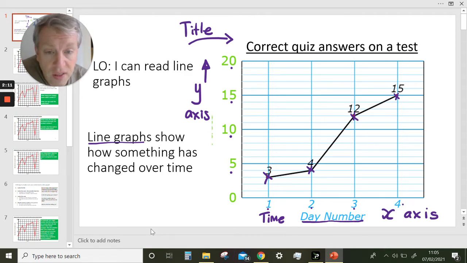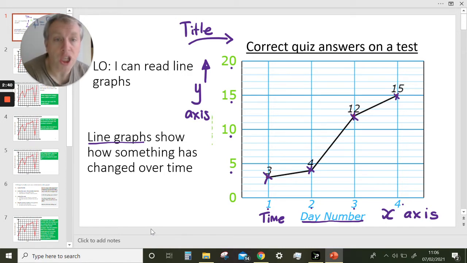3, then 4. So we can see the line shows it's going up, but it's quite flat. So not much change. Then it goes, oh, now we can see this line goes up much more steeply. So we can see that change. So the line shows the change, the going up, quite steeply. Goes to 12 and then continues to go up to 15.